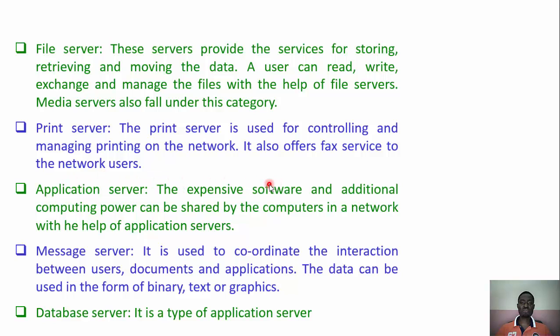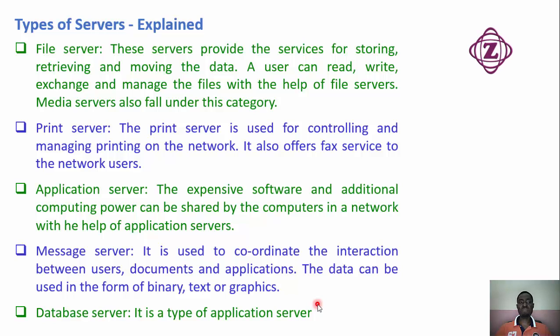Application server, the expensive software and additional computing power can be shared by the computers in a network with the help of application servers. For message server, it's used to coordinate the interaction between users, documents, and applications. The data can be used in the form of a binary, text, or graphics application. Data server is a type of application server. So these are the different types of servers explained. Mind you, like I said, we also have media servers. We have a mail server, it can be in form of an exchange, and there are other types of servers like the web server, but let's just limit it to this for this beginners class.